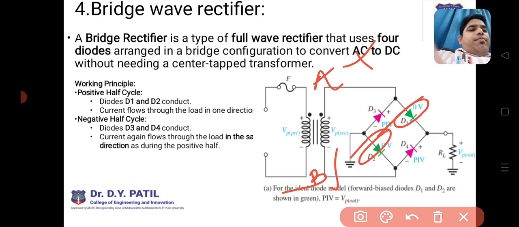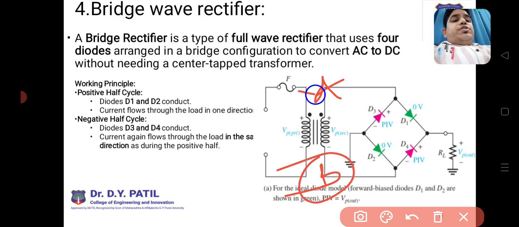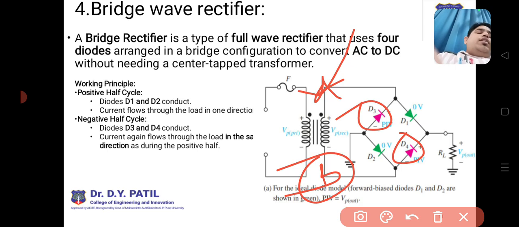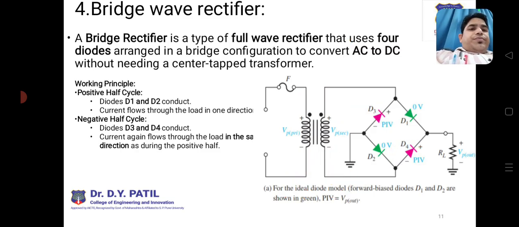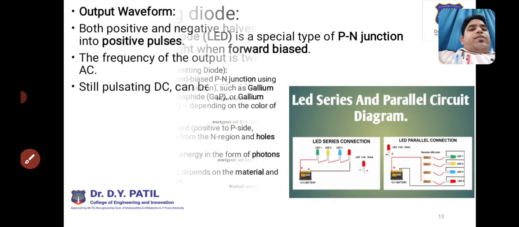And the same in the negative half cycle: B is positive with respect to A, then D4 and D3 turn on. What about D1 and D2? D1 and D2 are turned off, because they are not conducting, since there will be reverse bias. So this is the waveform.